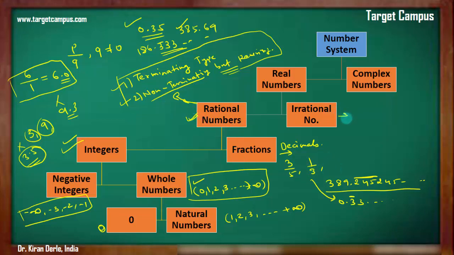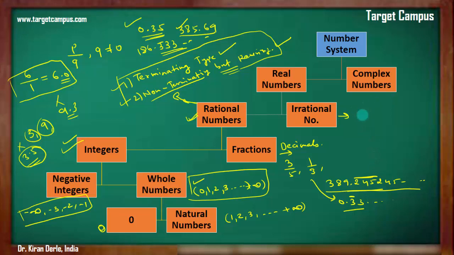Now, what will be an irrational number? We have considered all terminating types, so all integers have come in that. Non-terminating but recurring we have also considered in rational numbers, right? So this type we already considered, this type already considered, this type already considered.